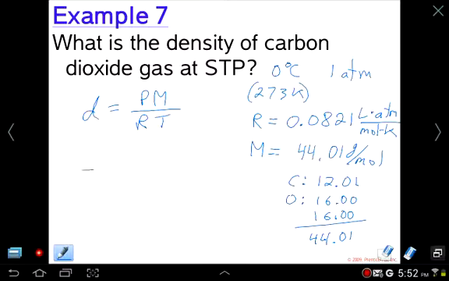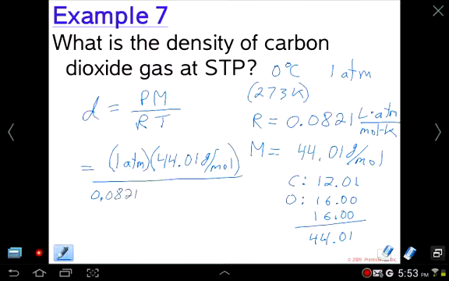So the density of any gas will be the pressure, which is 1 atm, multiplied by the molar mass, 44.01 grams per mole, divided by R, which is 0.0821 liters atmospheres over mole Kelvin, multiplied finally by the temperature, which is 273. And actually, why don't we take a look at the units.